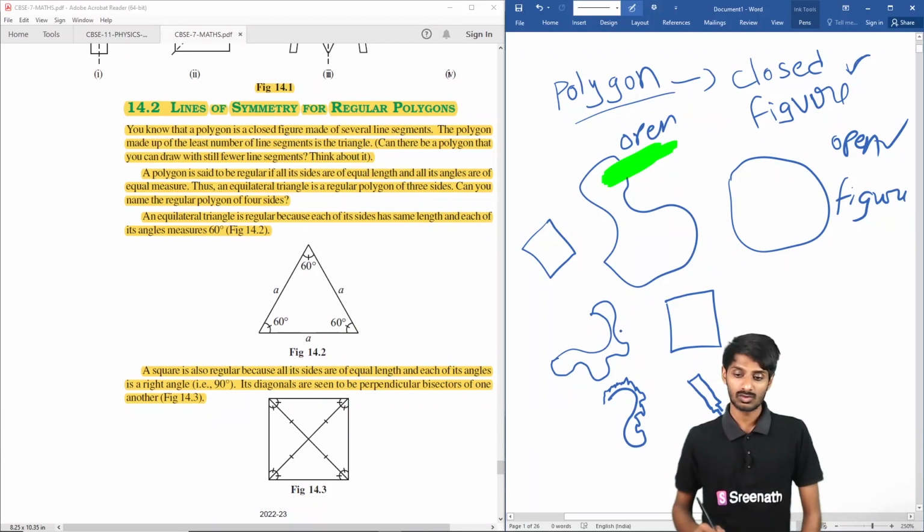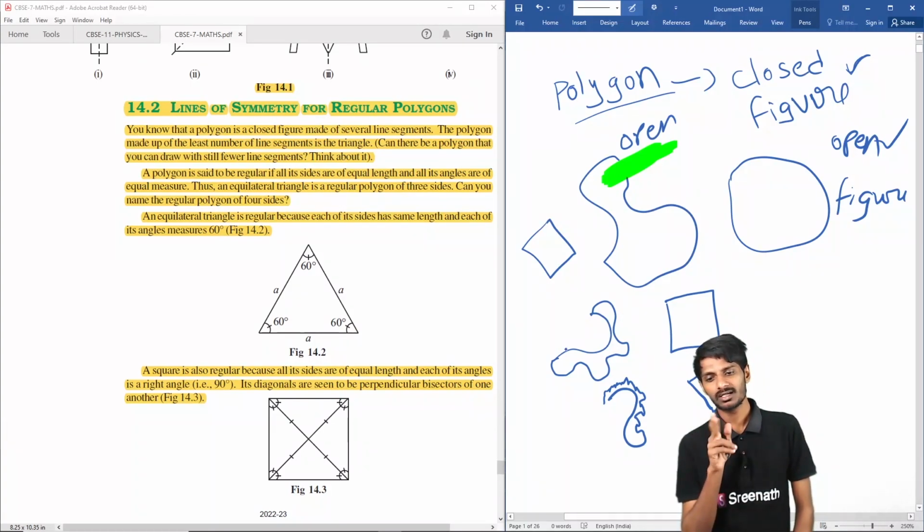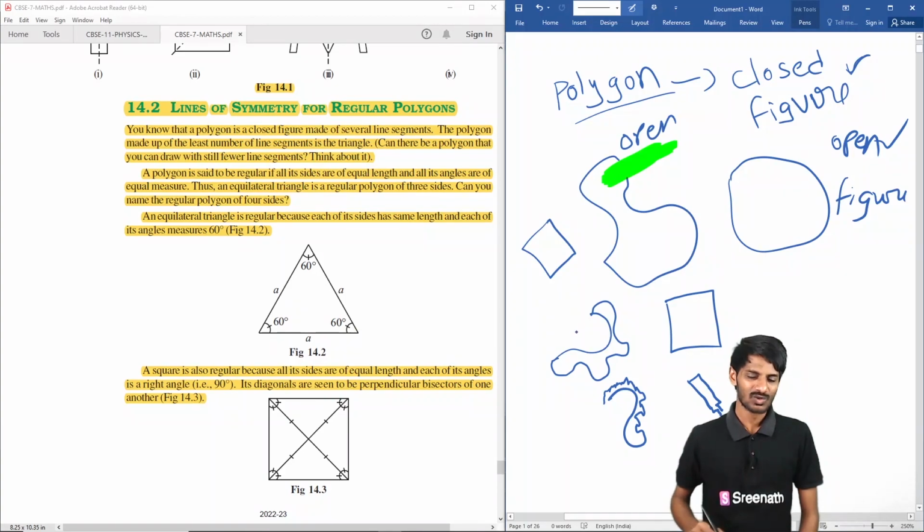Now coming to this, it has so many shapes, but there is no opening. Even though it has many curves, it is not open at all. So it may be a closed figure or an open figure, students. Don't worry, it is a closed figure. Coming to this, it also has many curves, so it may be a closed figure. No. See here, there is some space here.